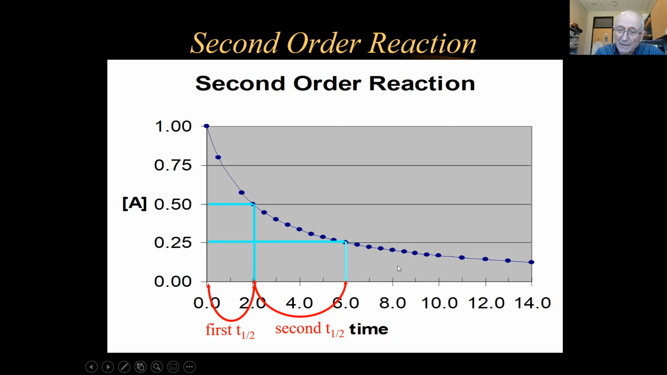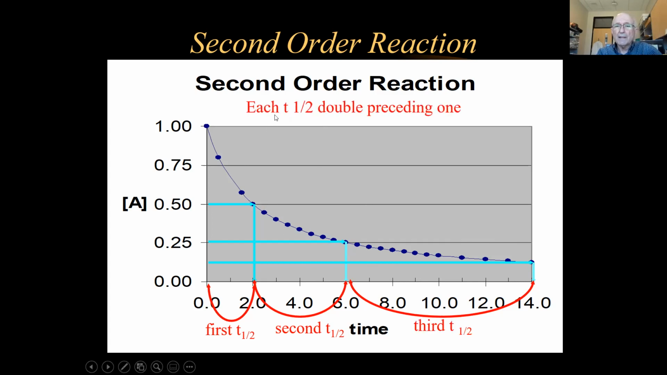Have you guessed what's going to happen next? If it's second order, this next half-time, the third one, is going to be twice the second one. So if the second one was 4, it's going to be 8. So it would go from 6 minutes to 14 minutes to get to the next half-time. So second order reactions start out very fast and slow down pretty dramatically as the reaction goes on, because each half-time is doubling the one before it. So this is a characteristic of second order reactions.